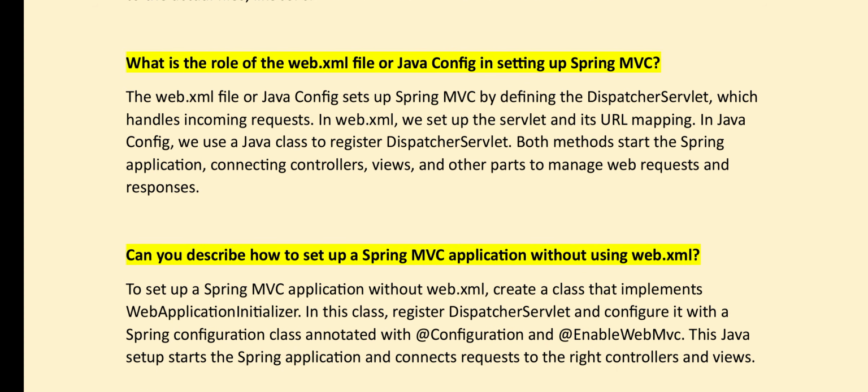Can you describe how to set up a Spring MVC application without using web.xml? To set up a Spring MVC application without web.xml, create a class that implements WebApplicationInitializer. In this class, register dispatcher servlet and configure it with a Spring configuration class, which is annotated with @Configuration and @EnableWebMvc. This Java setup starts the Spring application and connects requests to the right controllers and views.